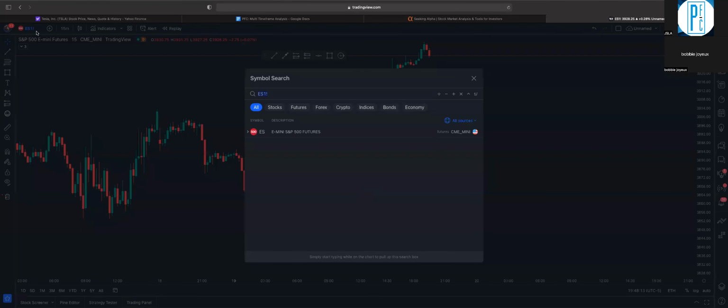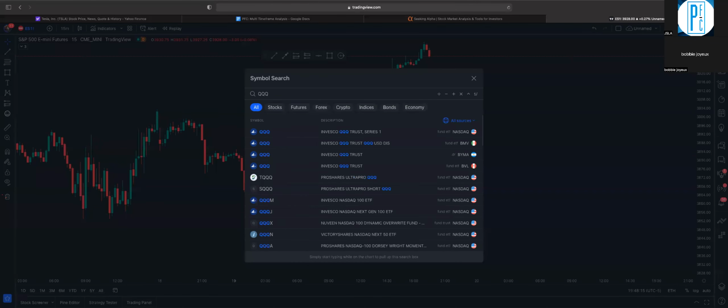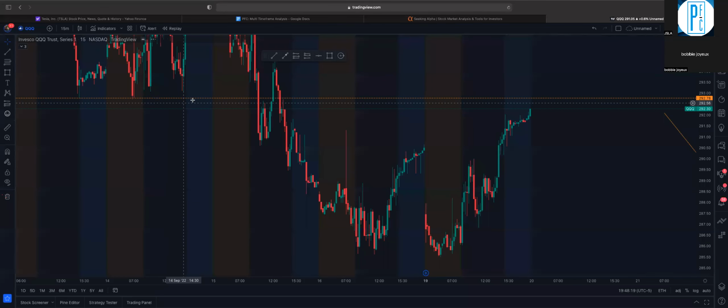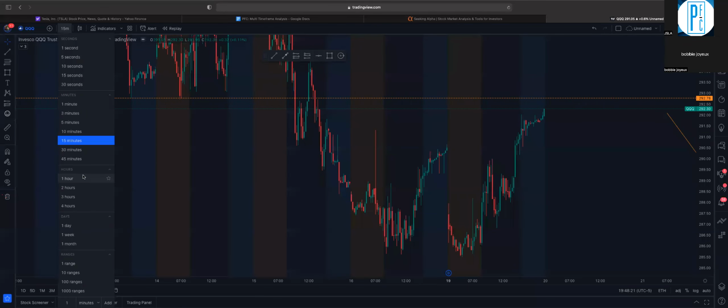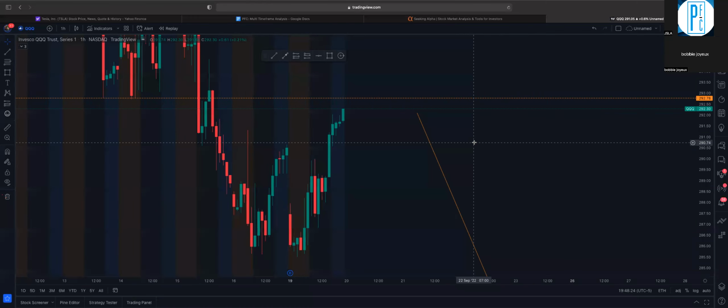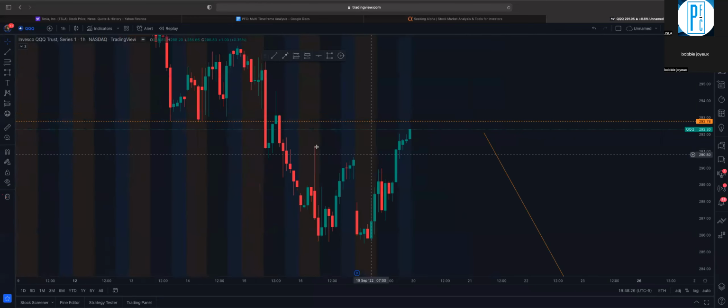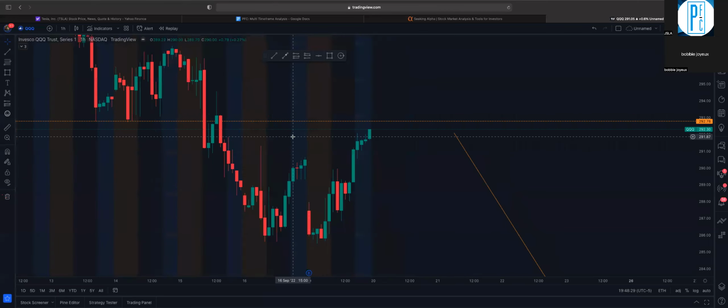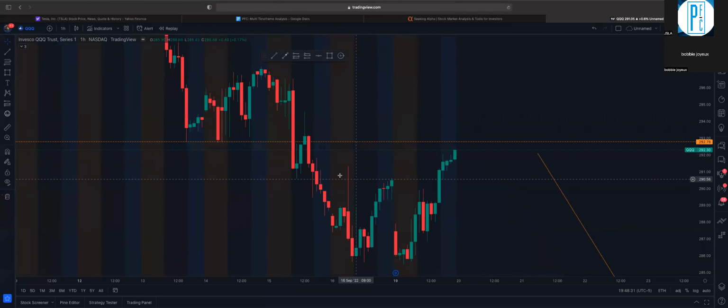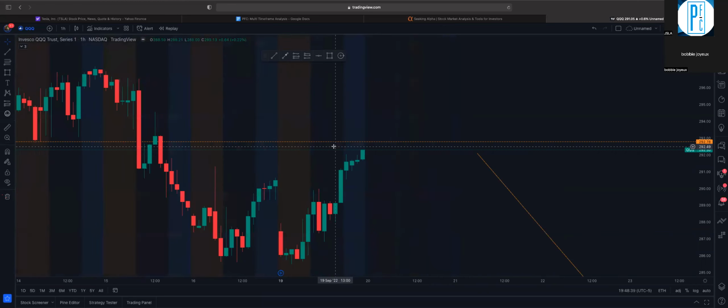Okay, so how did I do a reversal today? So let's go look at that. All right, so here is the, is this the right one? What's today? Today is the 19th. No. QQQ was, oh, here it is. Okay.